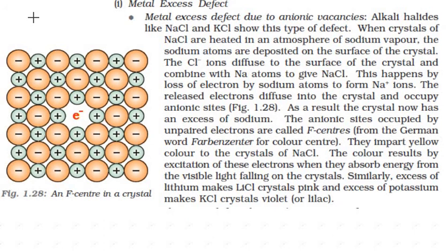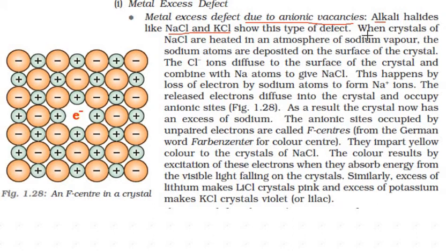Okay, so now we will see the first category, that is metal excess defect. This is a metal excess defect due to the anionic vacancies. Now try to understand the alkali metals like Na and K, in the form of their chlorides, because the chlorides are volatile chlorides. Okay, easily they get volatile, show this type of defect.